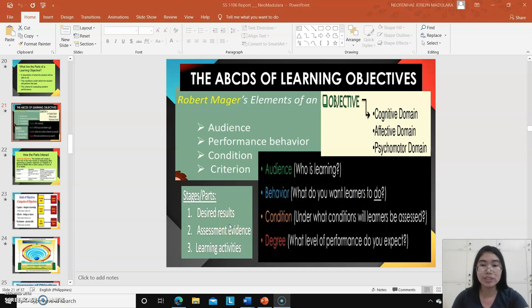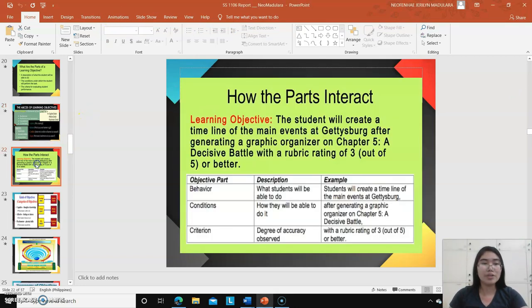Okay, in the stages of the teaching and learning process, there are 3 parts. There are desired results, the intended learning outcomes that the students will be able to demonstrate at the end of the teaching and learning process. The assessment or evidence of their learning, as well as the learning activities that should be aligned with their learning objectives. So there should be appropriate alignment of these terms. Okay, how the parts interact, of course. So for instance, I have here an example. The student will create a timeline of the main events of Gettysburg after generating a graphic organizer in Chapter 5, decisive battle, with a rubric rating of 3 out of 5 or better.